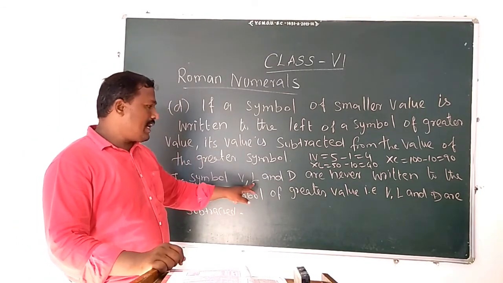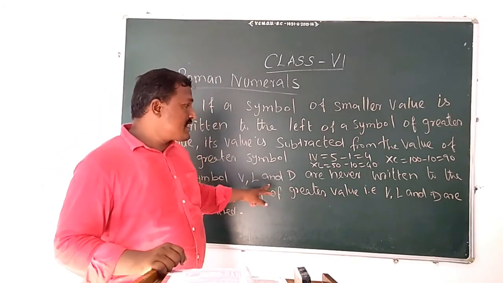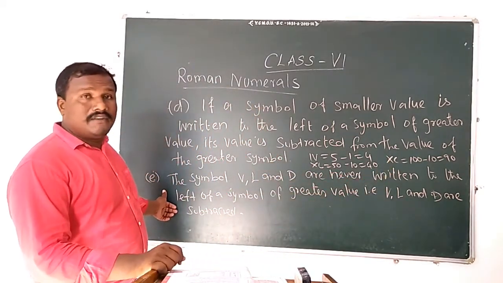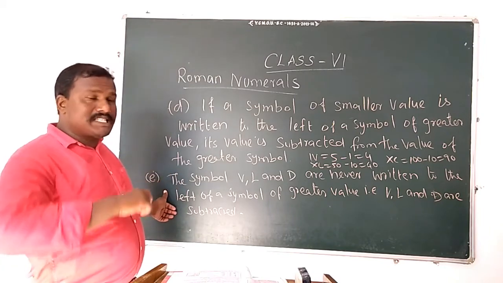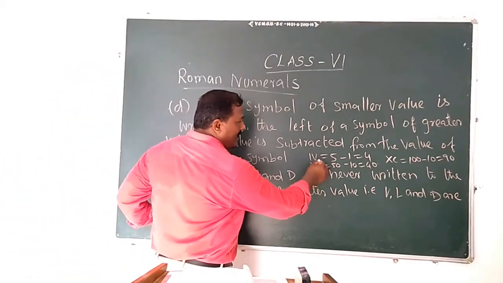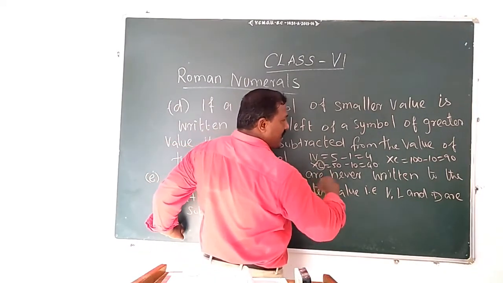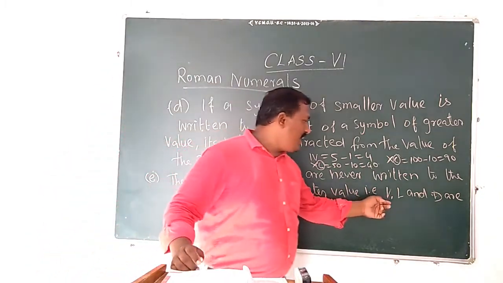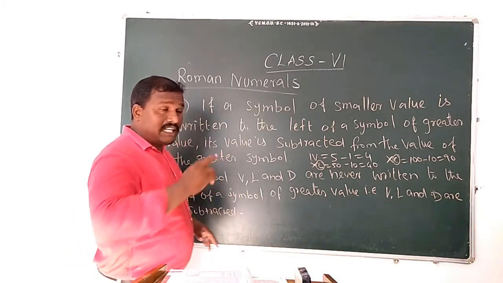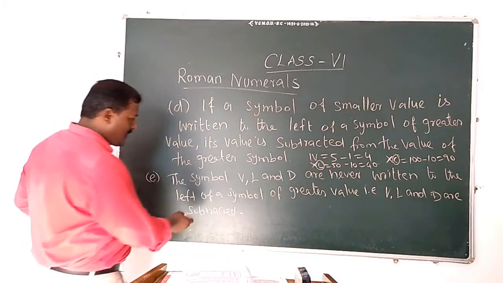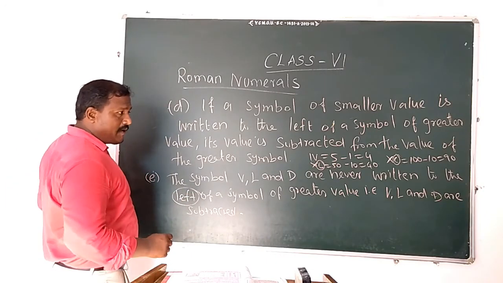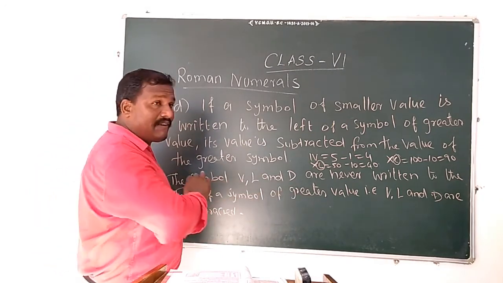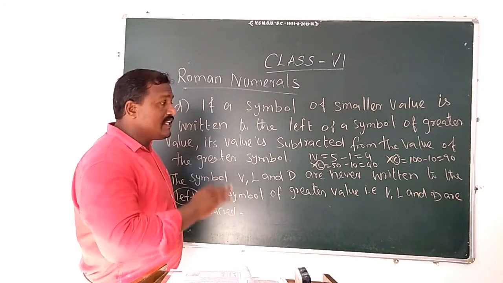The last but not least rule: the symbols V, L and D. V means 5, L means 50, D means 500. These symbols are never repeated and never written to the left of a symbol. We never write them on the left. Example, see, here I write L on the right side, not the left side. Here I write C on the right side. So these three symbols V, L, D are never written on the left side. It's very important. We never write them to the left of a symbol of greater value. That means V, L and D are never subtracted. Okay.